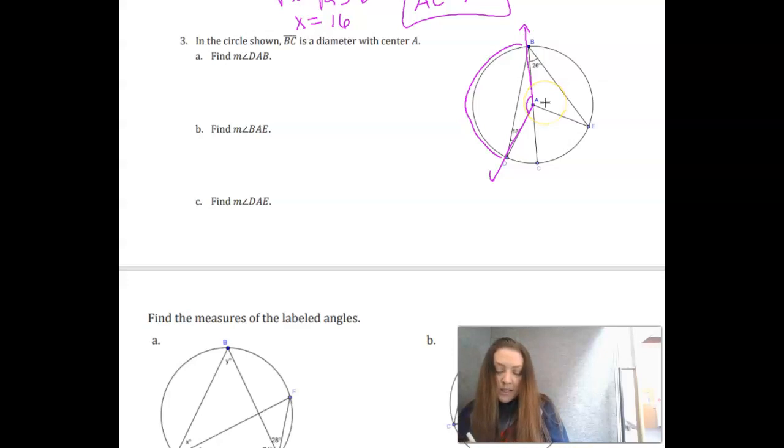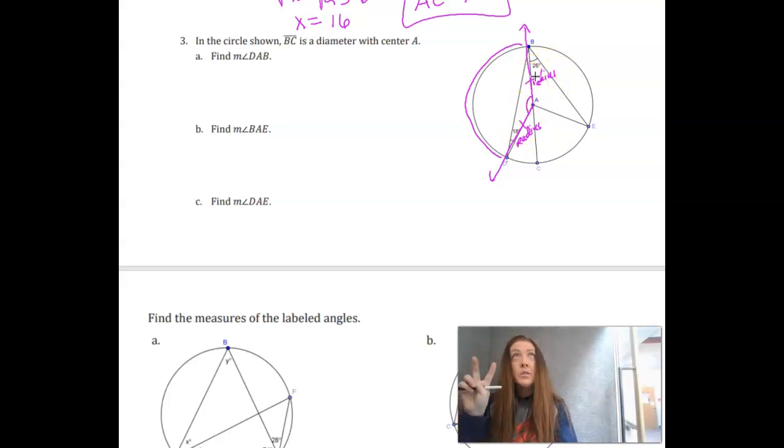So what I know is that AD is a radius. I'm going to write radius. And I know that AB is a radius. And so my two radii are going to be equal to each other. Okay? And so we have to go back to triangles. And if we have two sides that are equal, the angles opposite them are going to be equal.